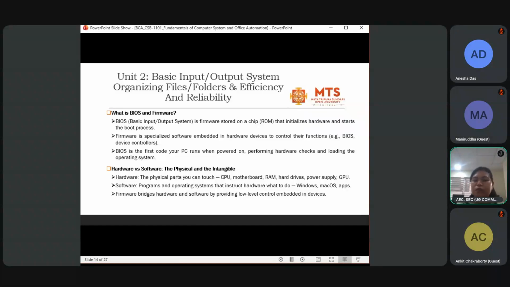So hardware versus software. Let's understand now the hardware versus software: the physical and the intangible. We call software intangible, hardware physical. So what is hardware? Can anyone tell what is hardware?